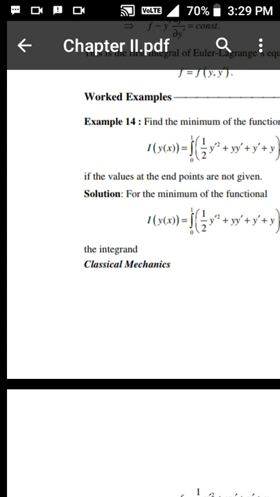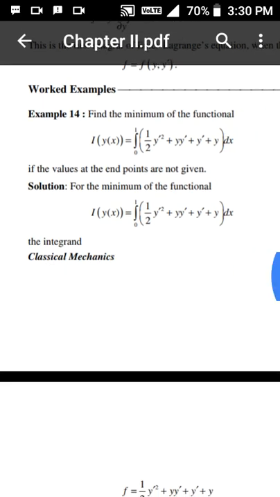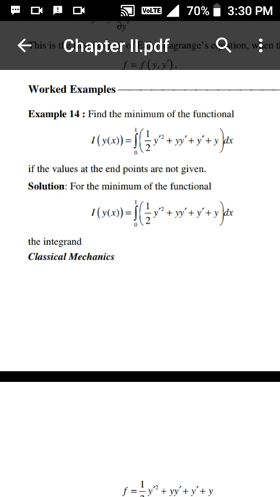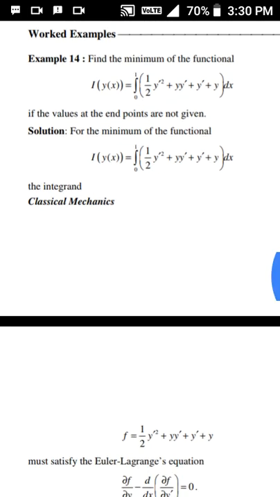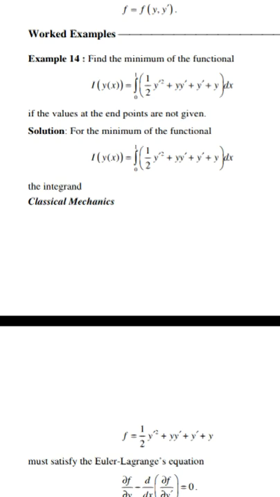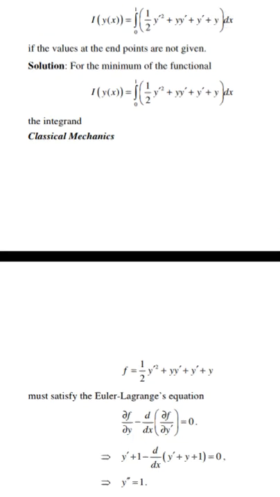For the minimum of the functional I of y of x, from 0 to 1, the integral of (1/2 y' squared + y' + y' + y) dx, the integrand f is equal to 1/2 y' squared + y' + y' + y. It must satisfy Euler's Lagrange differential equation. Therefore, ∂f/∂y minus d/dx of ∂f/∂y' is equal to 0.